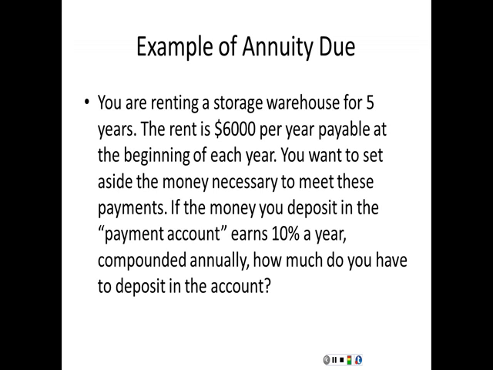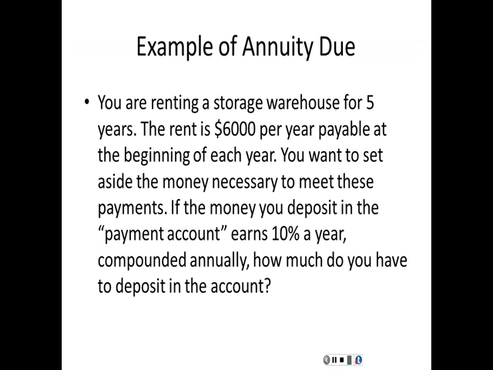Here's a simple example. So we're renting a warehouse for 5 years. It's a rent situation, so remember, whenever you rent or lease something, it's an annuity due. You pay at the beginning of the period. So we're going to pay $6,000 per year at the start of the year. We'd like to set aside the money necessary to meet these payments. So our money earns 10% a year. How much do we have to deposit today? So it's the present value of an annuity due.